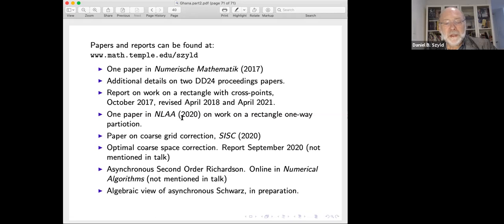Recently published a paper on the one-way partition. The paper on the coarse grid correction that I just showed you also came out last year. There's more stuff that I did not mention in the talk, but you can find it on my website. Thank you very much.